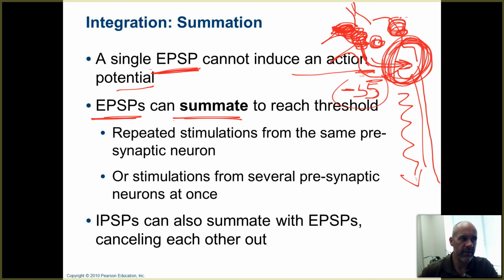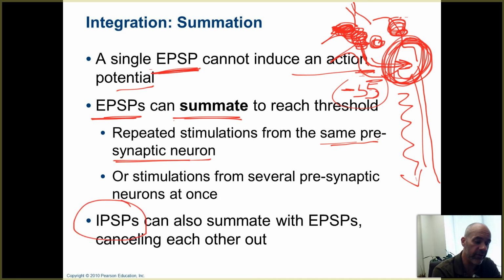That's called summation. That can occur from the same presynaptic neuron. If it just keeps firing action potential, action potential, action potential, you're going to get enough stimulation of the postsynaptic neuron. Or the postsynaptic neuron might be receiving input from several presynaptic neurons. Likewise, IPSPs can also summate with each other or with EPSPs.